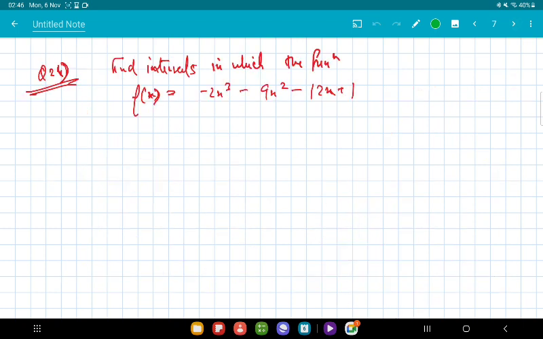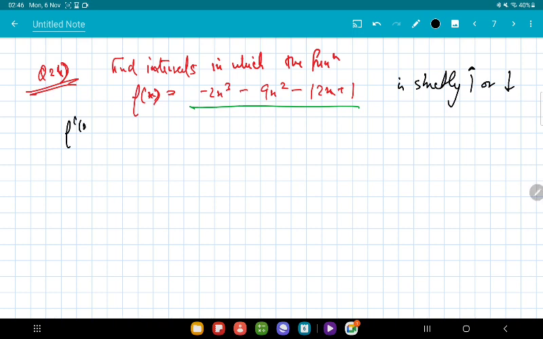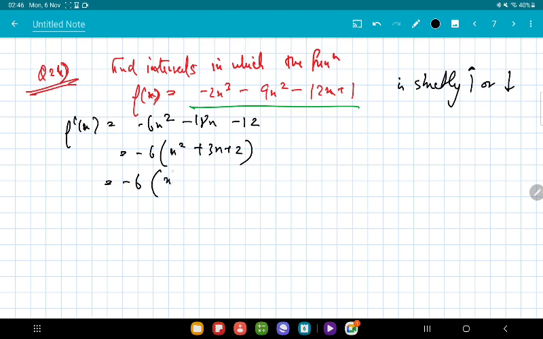Find the intervals in which the function, this was given. Again, the question will remain the same: strictly increasing or decreasing. Here, f of x is -2x cube minus 9x squared minus 12x plus 1 they have given. So again, differentiate this thing, 18x minus 12. So take out the common part and try to make the coefficient of x square, the highest power of x, to be plus 1 only. So that will be easier for you.